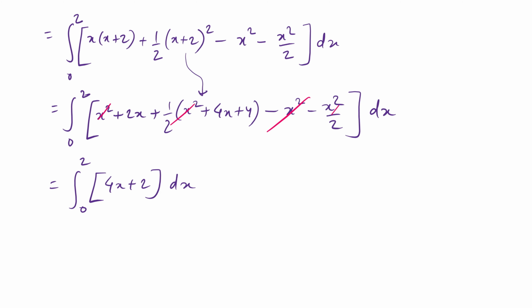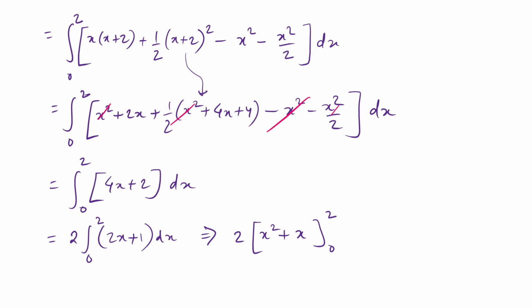So then, if we take 2 as common, the integral will be from 0 to 2 of 2x plus 1 dx. And so this will be 2 times x square plus x, and the limit will be 0 to 2 after integration, and this will be 2, so 4 and 2 is 6, so 2 times 6, and this will be 12.